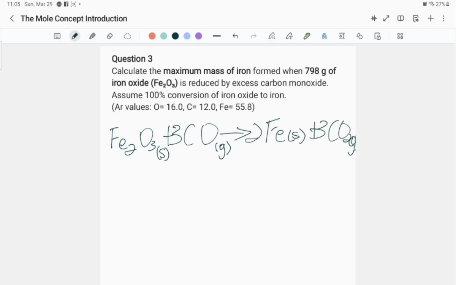Now that we have written our balanced chemical equation, we can proceed by calculating the number of moles. How do we calculate the number of moles of iron oxide? We know the amount of mass. The amount of mass is 798 grams.